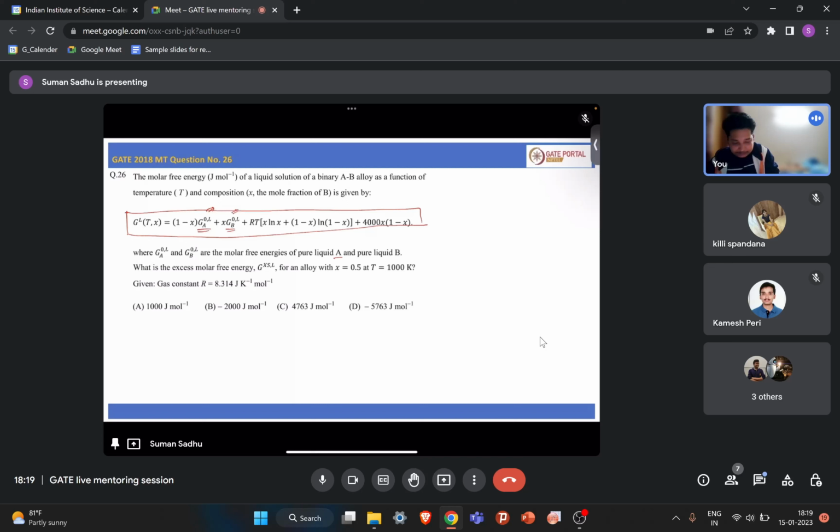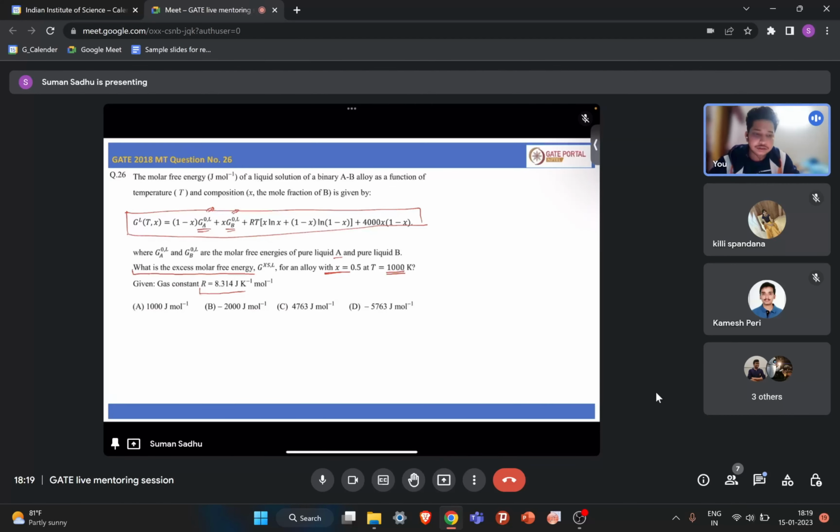And what is the excess molar free energy for an alloy where X is equal to 0.5? That means your mole fraction is 0.5. So mole fraction of A and B both are 0.5. And temperature is also given, that is 1000 Kelvin, and the gas constant R is 8.314 joule per Kelvin. So option A is 1000 joule per mole, option B is minus 2000 joule per mole, option C is 4763 joule per mole, and option D is minus 5763 joule per mole.